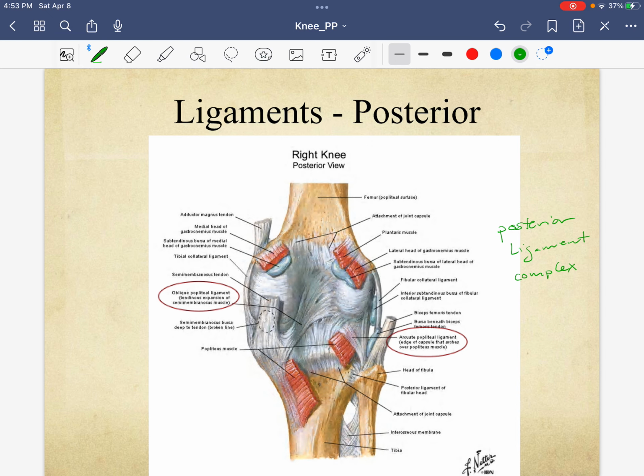So here this picture shows you some of those. The oblique popliteal is this one, and then the arcuate popliteal is this one. But they tend to form the posterior ligament complex. You don't need to know that. Just saying that there's more ligaments on the back. Don't need to know it.